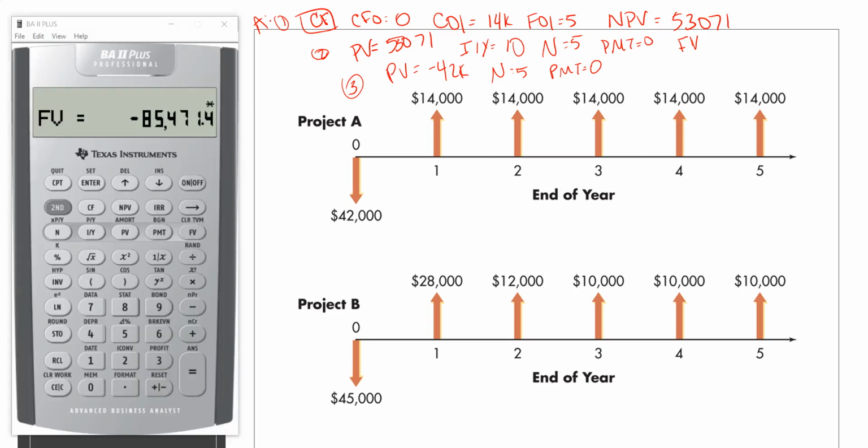So our future value was $85,471.14. Our present value is the $42,000 cost. We have 5 years and no payment. Let's compute our I/Y, and we get 15.27%. That is our modified internal rate of return, 15.27%.